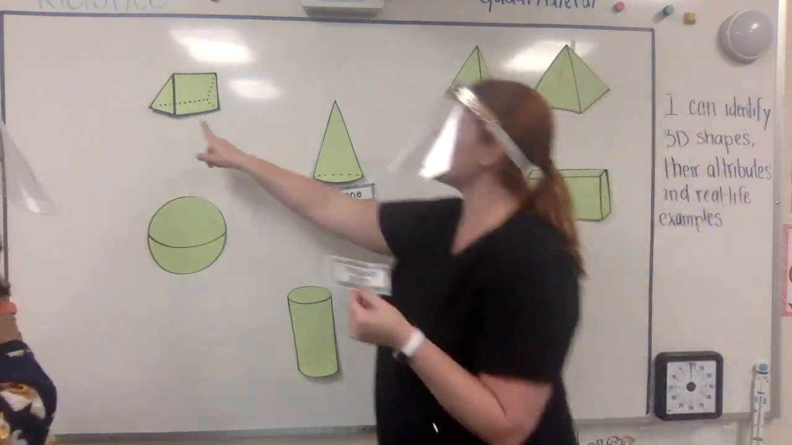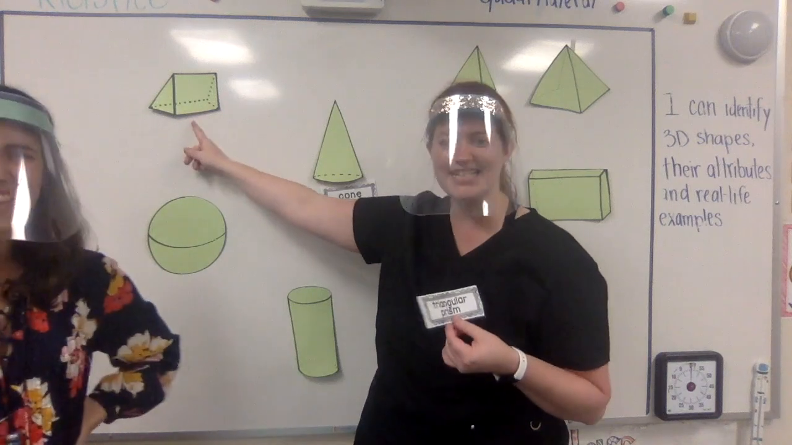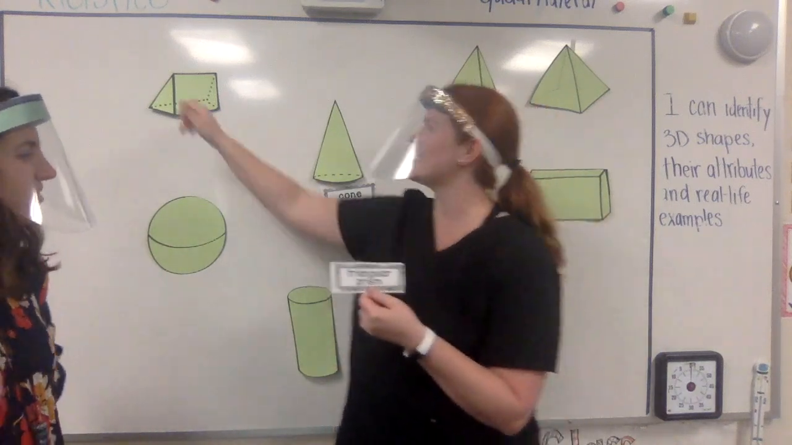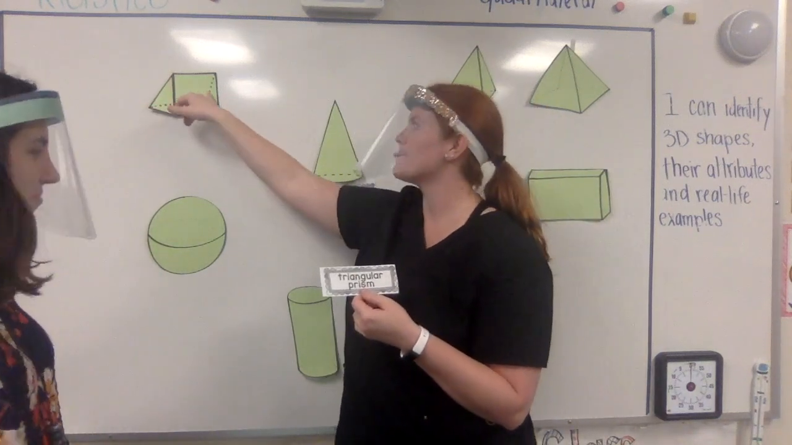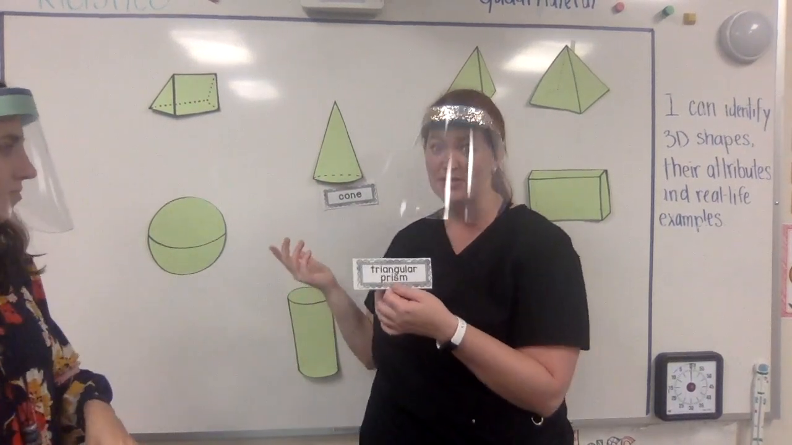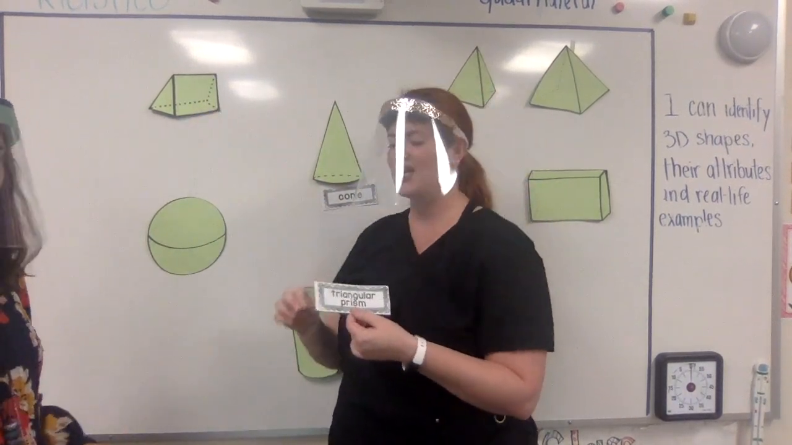And Miss Lestico, this looks like a tent. It's a triangular prism because I see a triangle face right here, and I know a triangle face would be on the other side, and then I have these rectangle faces.